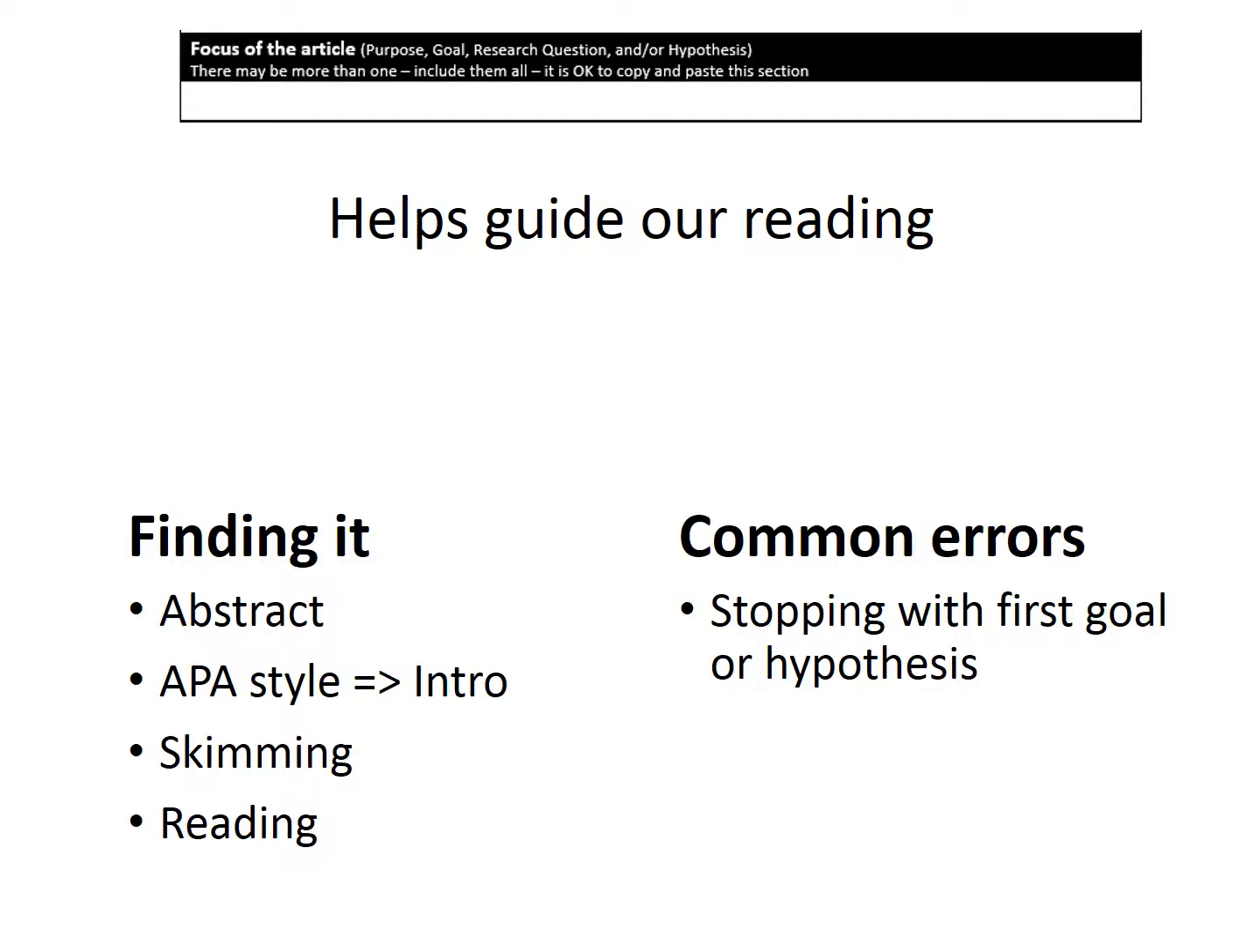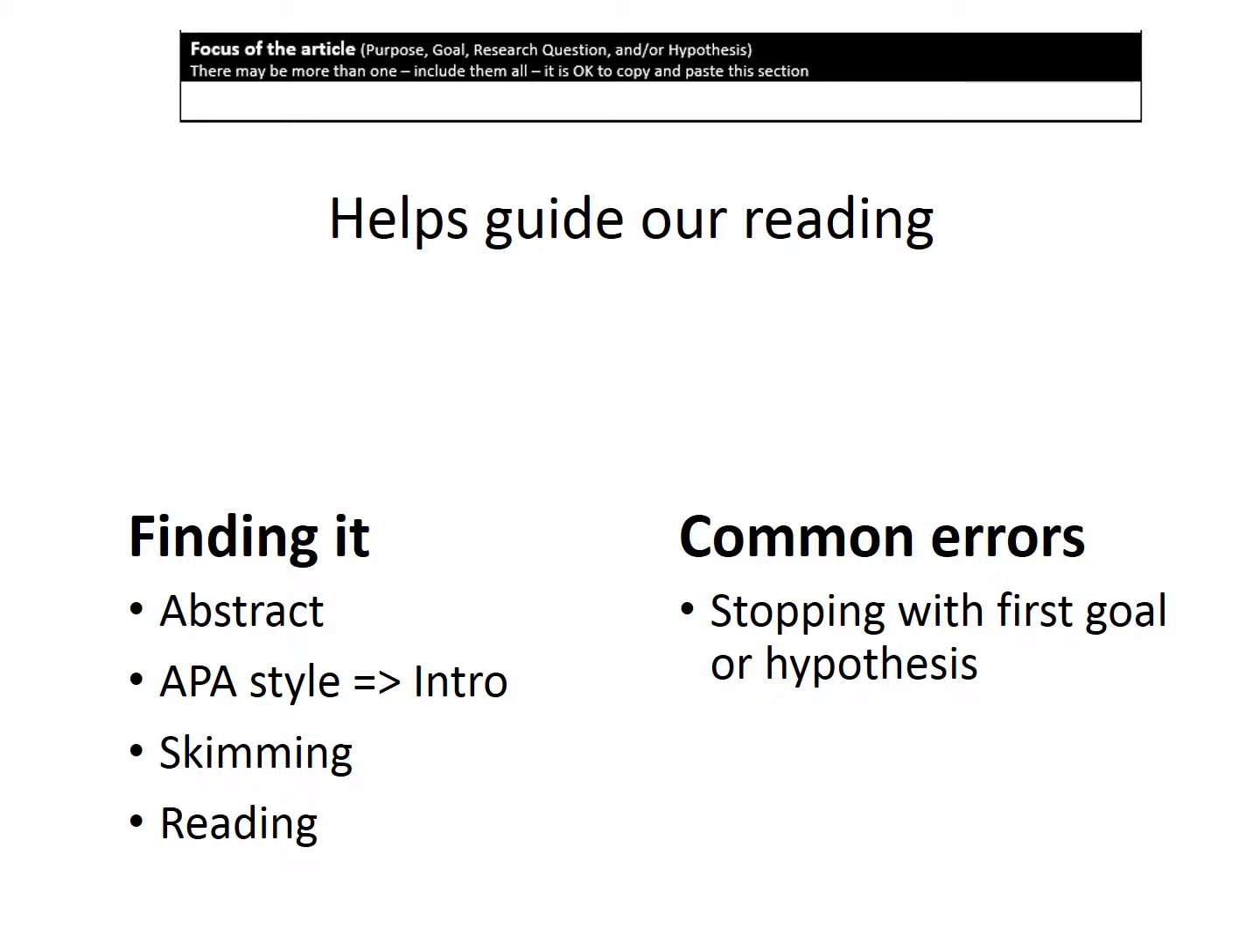The focus of the article might be the most important thing to think about. It helps guide our reading by telling us what the authors were interested in, so we know what the results are about and we know what to look for in understanding the study. In many cases, we can find the general idea for the purpose in the abstract, and knowing APA style helps us know it will also be in the introduction section. Usually, skimming the first and last few paragraphs of the intro helps us identify the sections we need to read more closely.